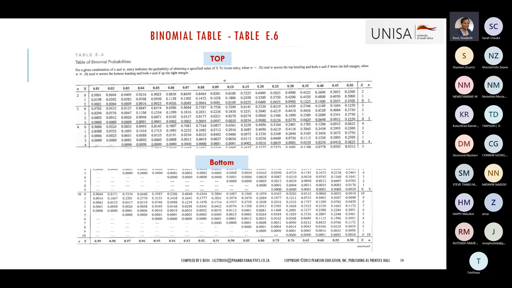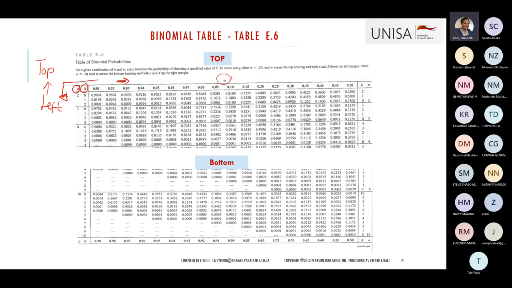There are also other values like N values of 11, 12, 13, and then 20 and so on. There are also probabilities at the top of your table, as you can see there. So how you read the table: the probabilities at the top of your table correspond with the N and the X on your left. So top with left.